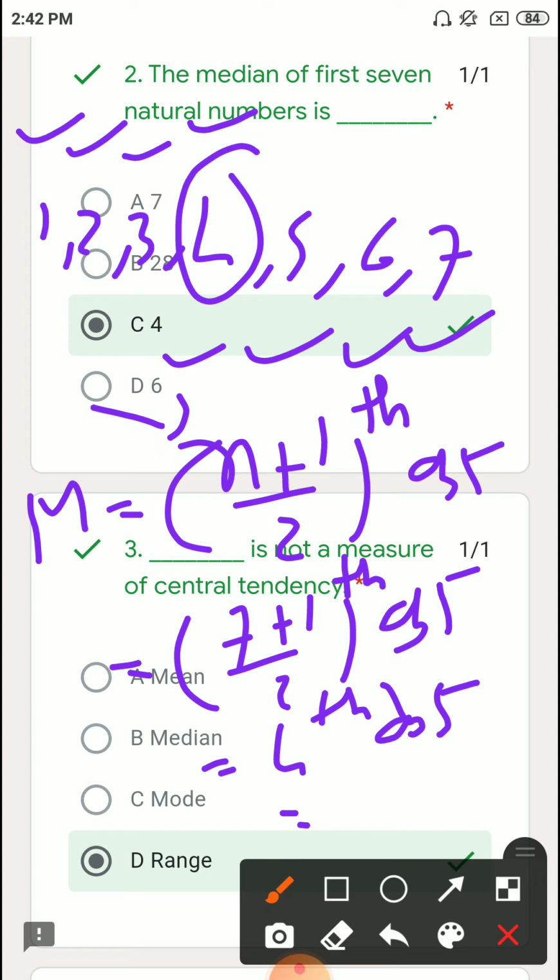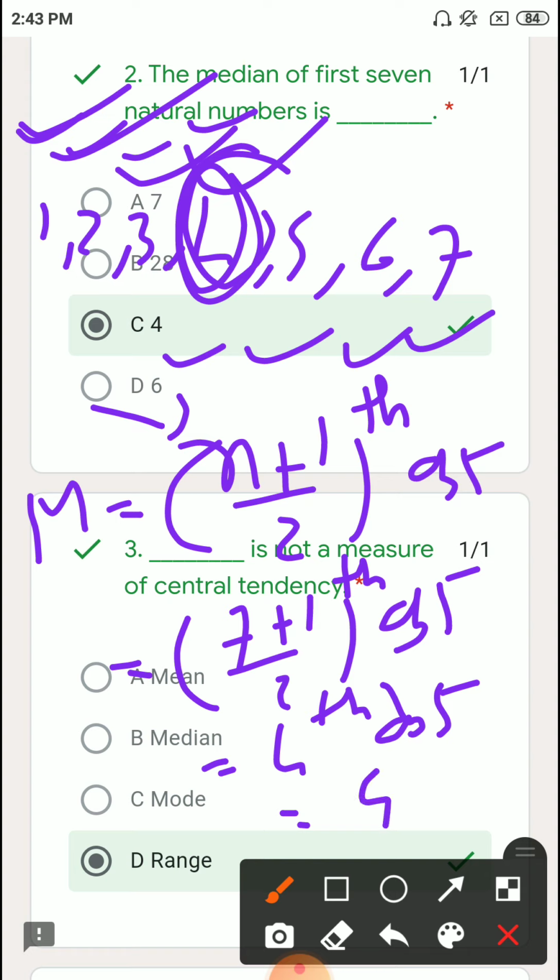Still 4 is not our answer, right? But what we need to see here is the 4th observation. So we need to count as per the sequence: first, second, third and 4th. So the 4th number is also 4, that's why our answer is 4. Okay, answer of median. For that we need to remember this formula, (n plus 1) by 2-th observation. From that you will get the order, right?